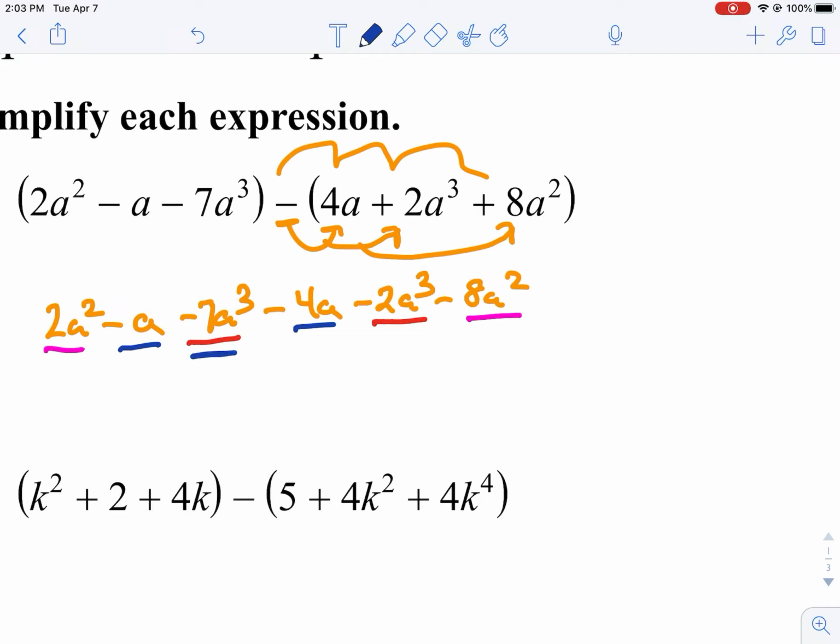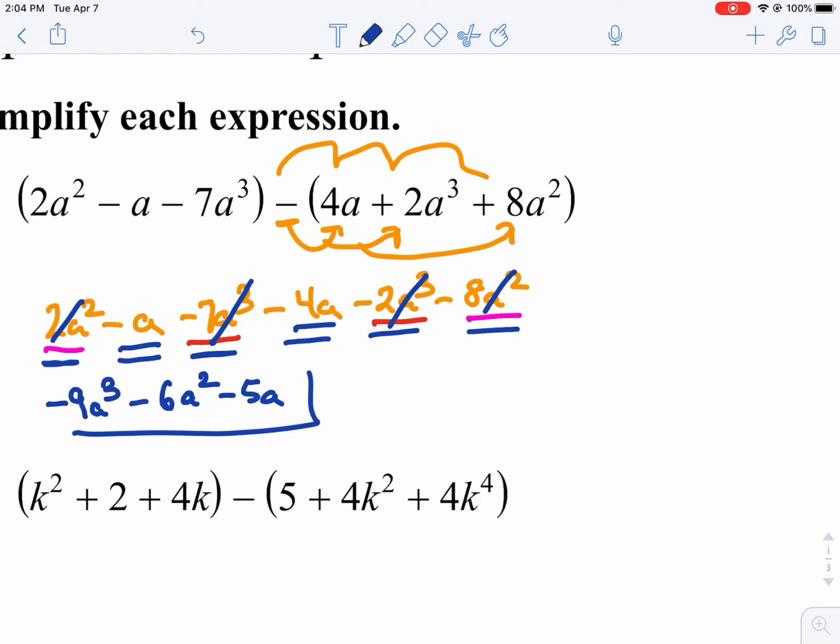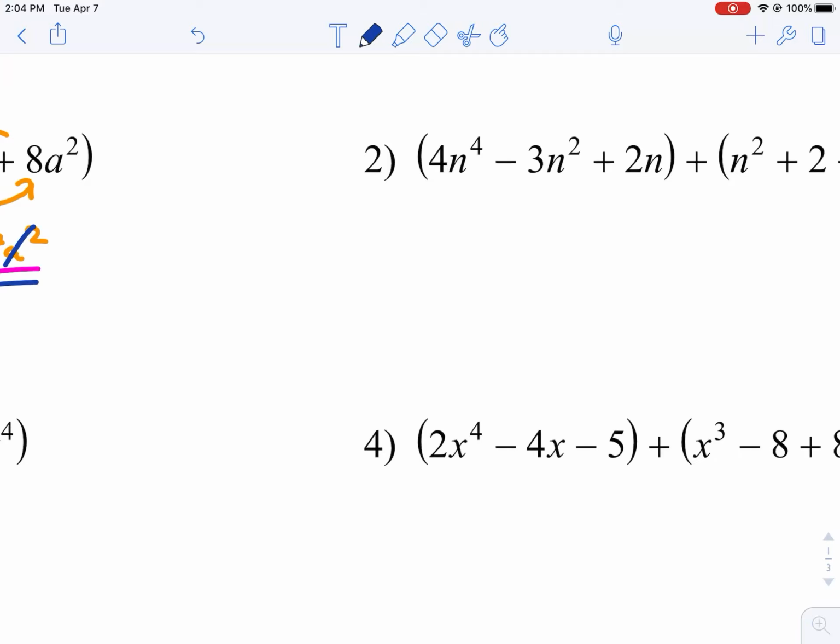With 7a to the third, and that's a negative 7a to the third, minus 2a to the third gives us negative 9a to the third. So those are done. You can cross them out. Some people like to do that. Then I'm going to do the a squared. So I have a positive 2a squared and a negative 8a squared. When I put that together, I get a negative 6a squared. We're done with those. And then last we have the negative a and the negative 4a. Put that together, it's negative 5a. That's your answer. All right?